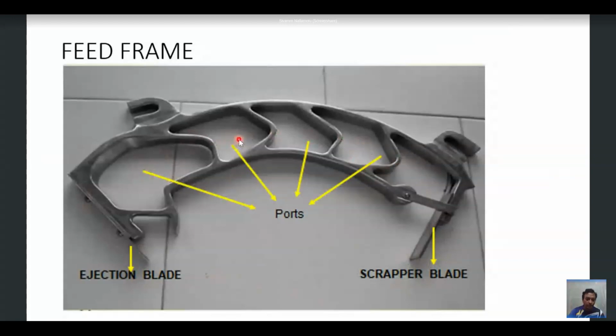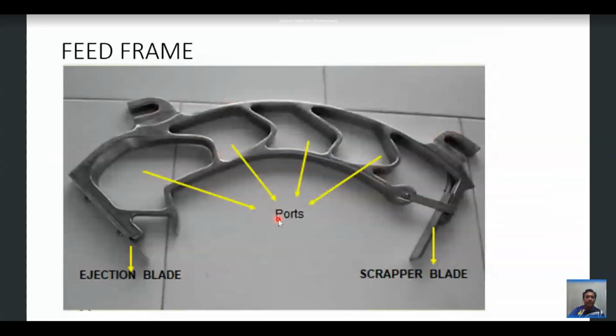Thereby, the granules will be moving from one port to another port from the base of the frame in the form of a small thin thread-like device. And the entire feed frame is bolted here with nuts, and the feed frame will be fixed onto the turret.